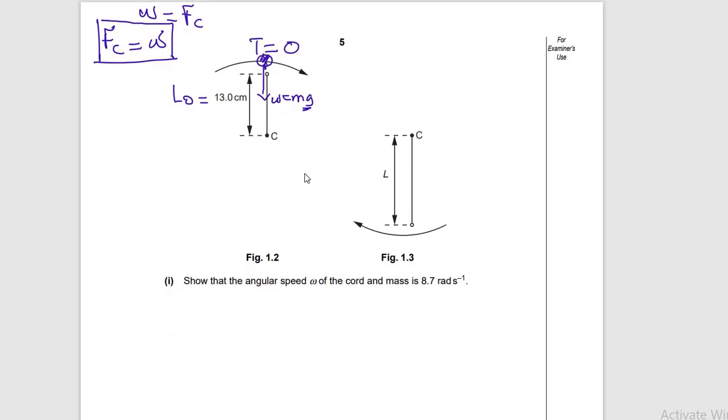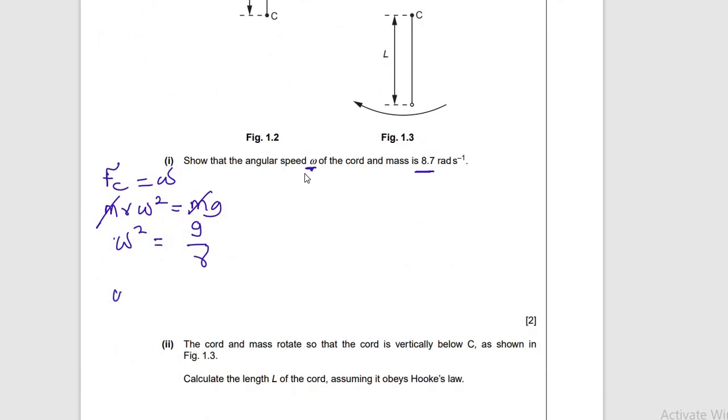The first question: I'm coming to this diagram, and they did not mention anything about this figure 1.3. Show that the angular speed of the chord and mass is 8.7 radian. Since the centripetal force would be provided by the weight, the centripetal force is mRω squared and the weight is mg. I'm looking for angular speed ω. So mass cancels mass, ω squared equals g over radius. So in this case, angular speed is the square root of g over the radius.